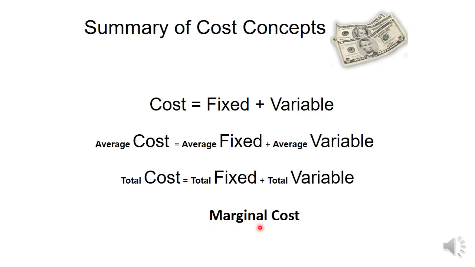So remember all these formulas. Cost in the short run is always fixed plus variable. You can calculate by adding up fixed plus variable, whether in average form or total form. You can also find average from total and total from average by multiplying or dividing according to the quantity.